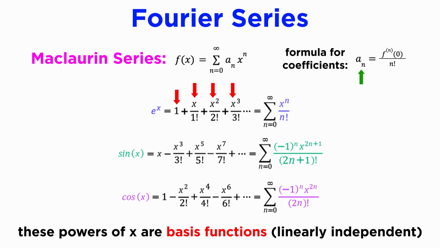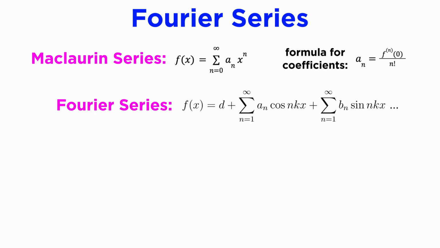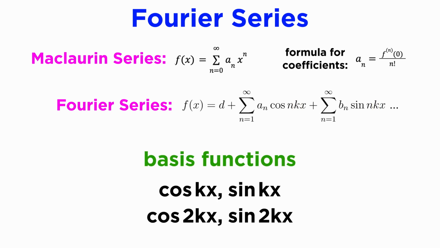Finding the coefficient of a Maclaurin series is therefore like finding how much of each basis function to add up to make the function. A Fourier series is quite similar, but instead of using powers of x as the basis functions, we use the trig functions sine and cosine of x with frequencies of integer multiples n of a fundamental frequency k. So our basis functions are cosine of kx, sine of kx, cosine of 2kx, sine of 2kx, and so forth, all the way to infinity. And we also include a lone constant to add on top.